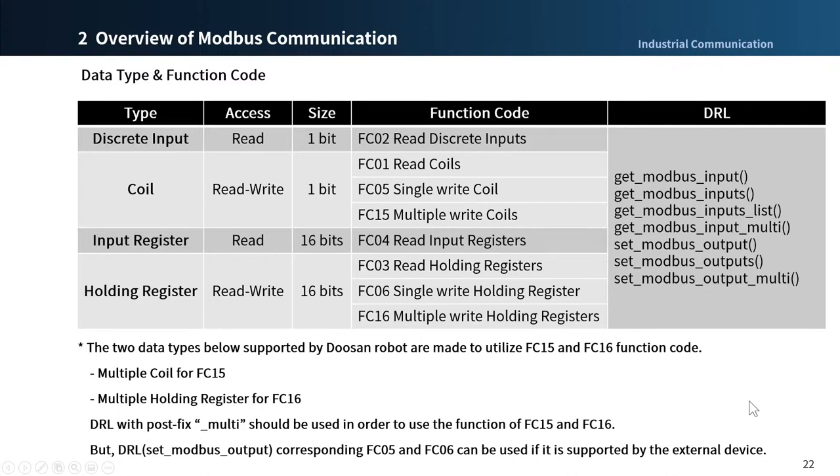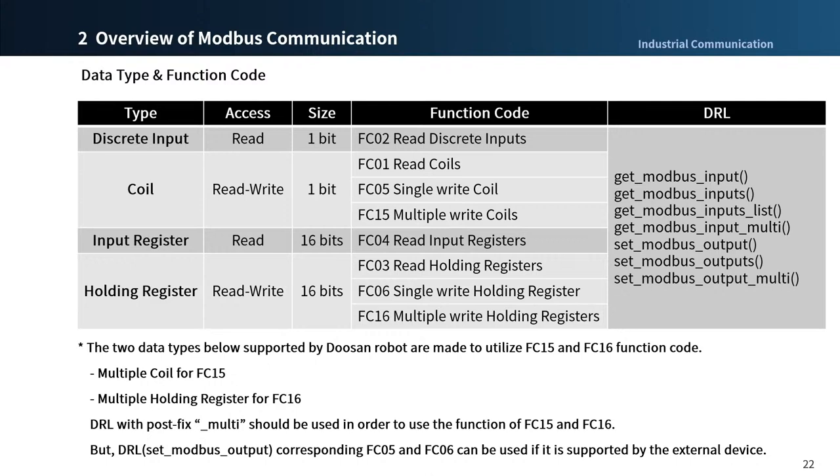Modbus has four types of data. There is a discrete input coil that handles one bit of data. There is an input register and holding register that handle two bytes of data. Also, discrete input and input register are read-only. Both coil and holding register are available for read and write. To access this data type, we use predefined function codes. Doosan Robot automatically uses these function codes.